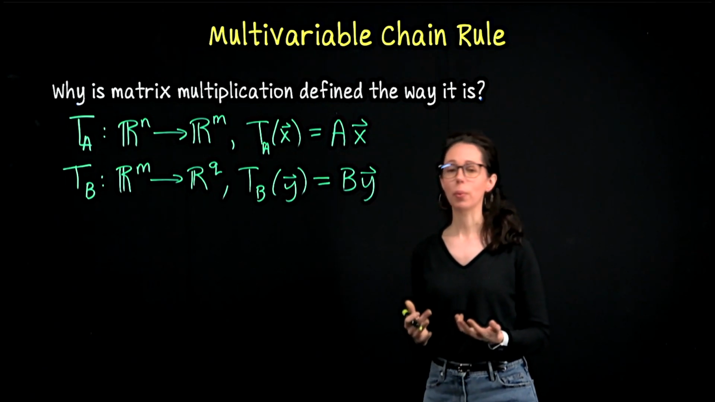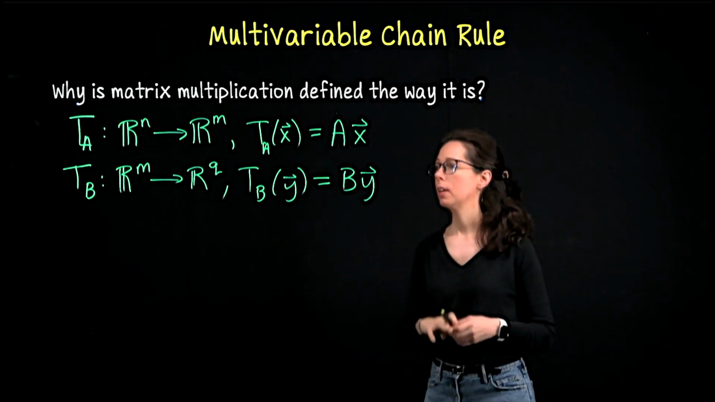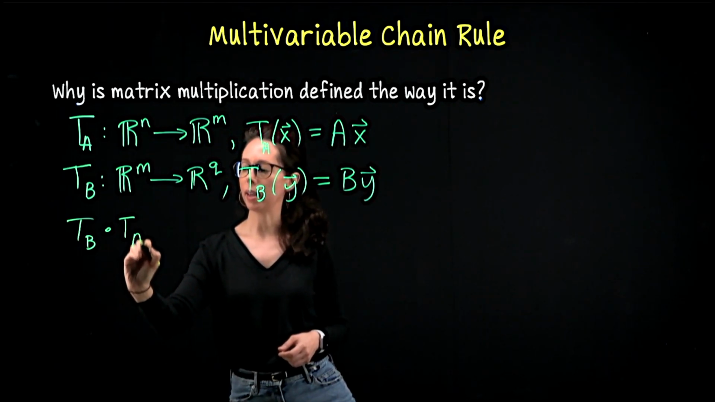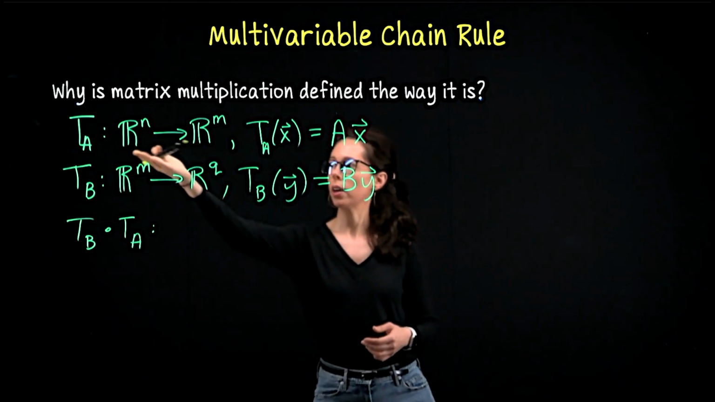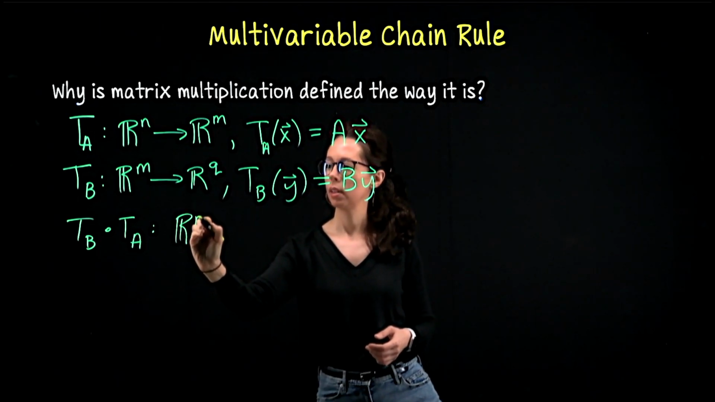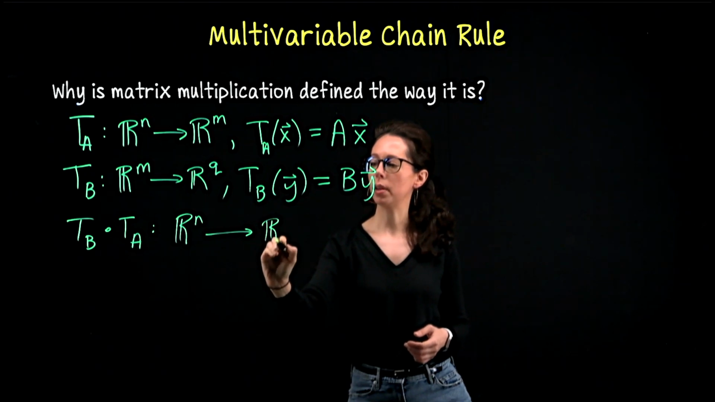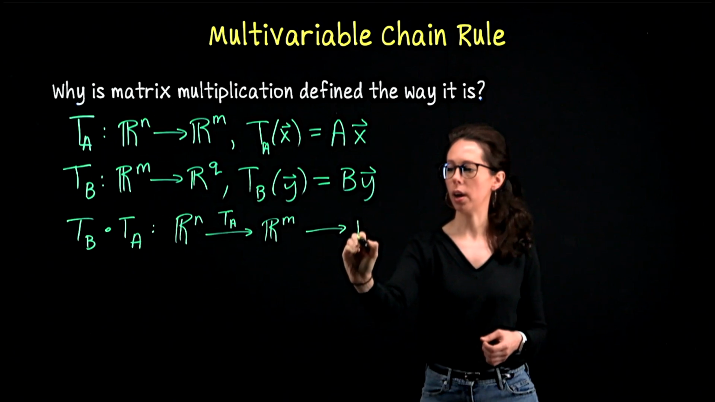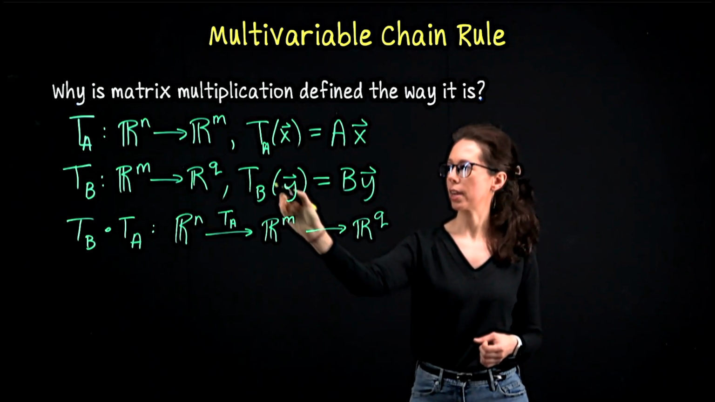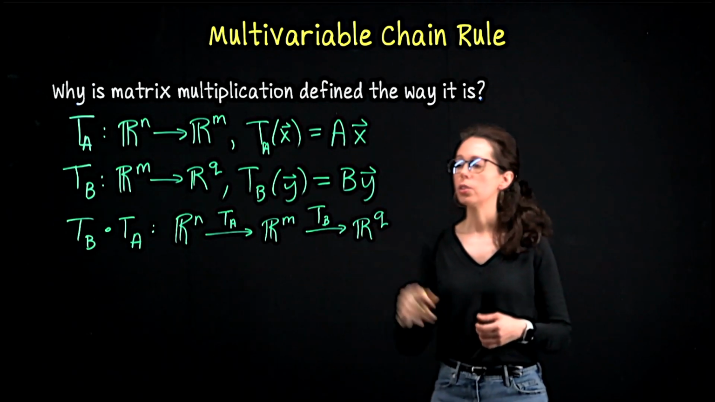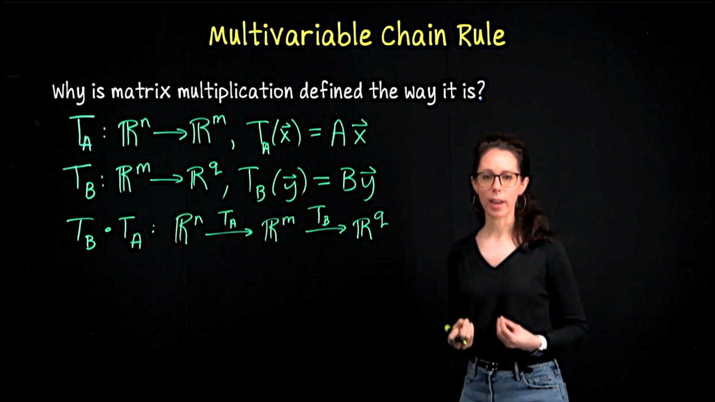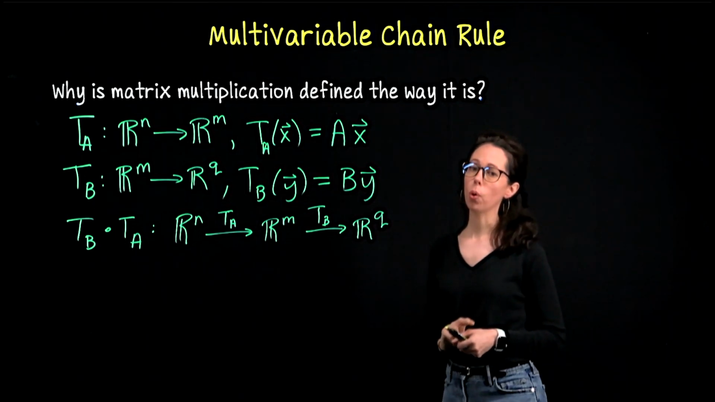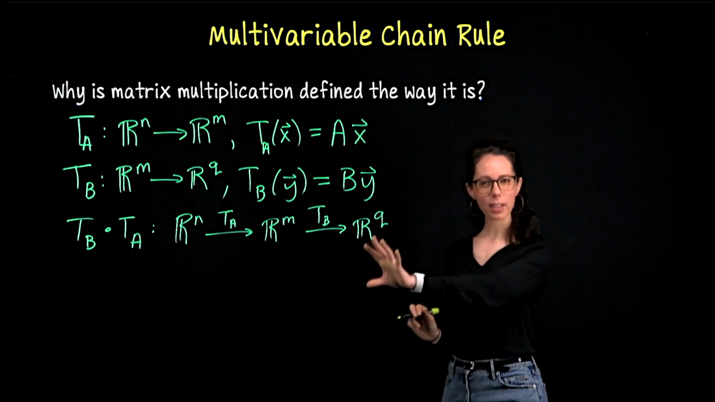All right, the way I've set this up, we can compose these two maps. If I do T sub B of T sub A, what that's going to do is start us in Rn, map us to Rm through the action of the first one, and then map us to Rq through the action of the second one. So that overall, as a function in its own right, this composition is a map from Rn to Rq. We can say more about it, though, because we know how each of these pieces acts individually.